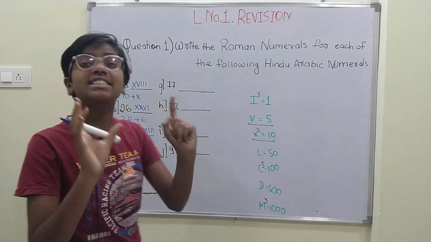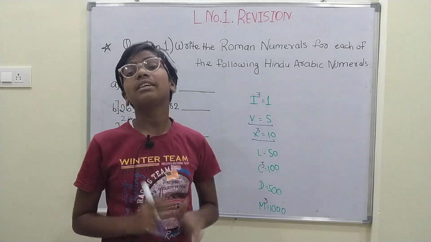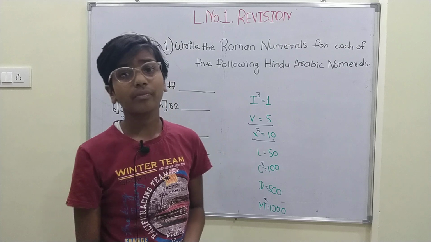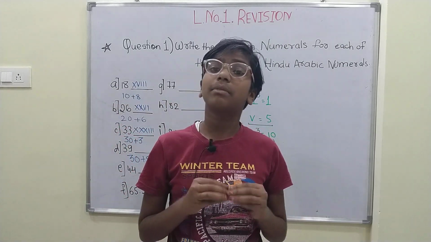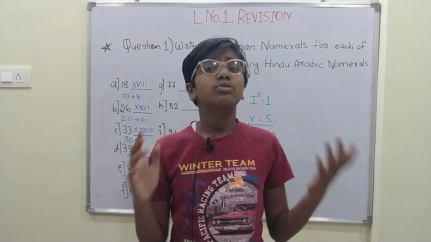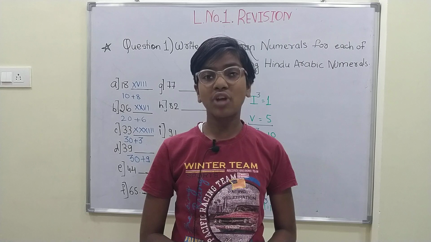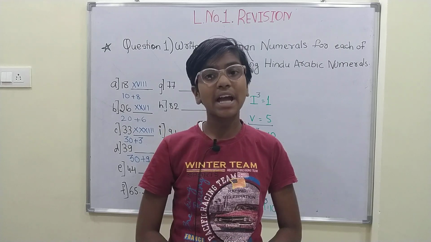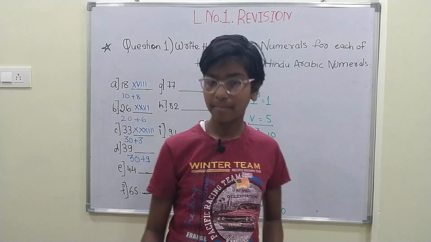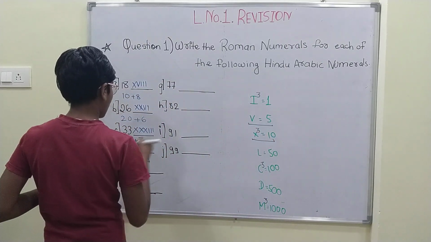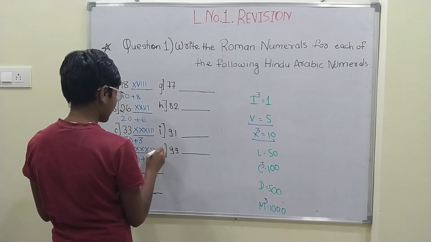Because when the sign is on the leftmost side, it means nothing but subtraction. And when it is on the rightmost side, it means nothing but addition. So if I write it on the left side, it would be subtraction, and I am subtracting in that case, so I will write it as IX. So it means 39 will be triple X, IX.